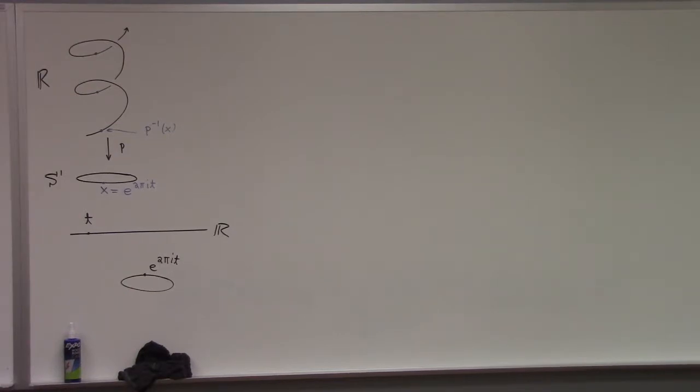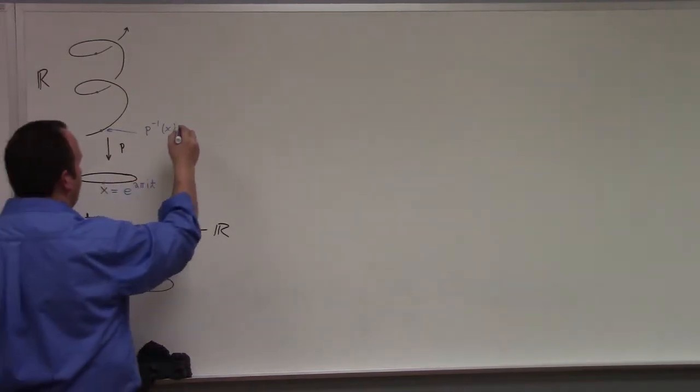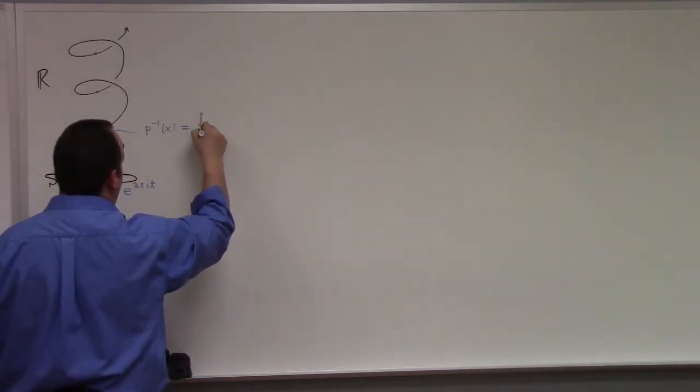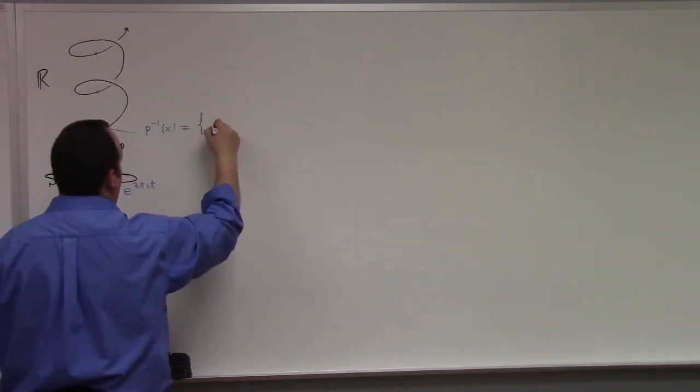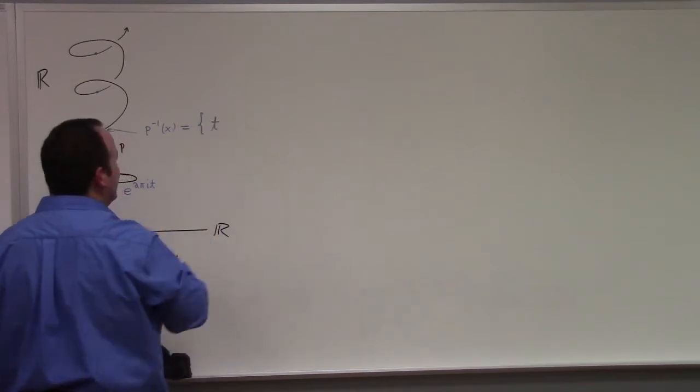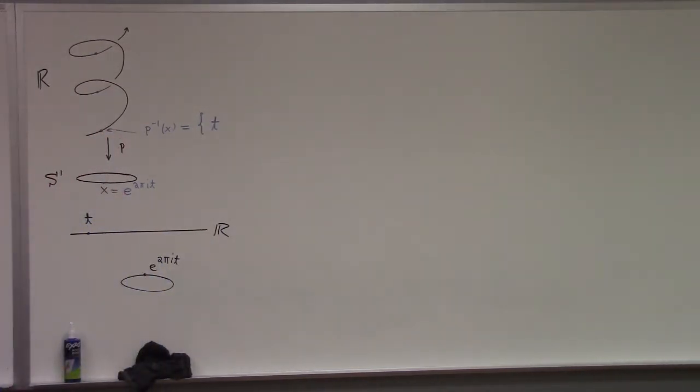What is it? Yeah, I'll start with the t. T is definitely in there, right? Because t maps to e to the 2 pi it. That's the definition of p. What else maps to x? Right, because the exponential is 2 pi periodic. Oh yeah, plus the integers, right.